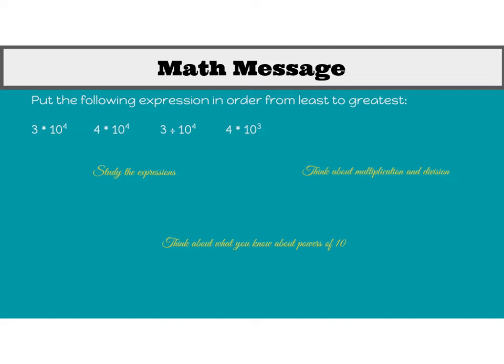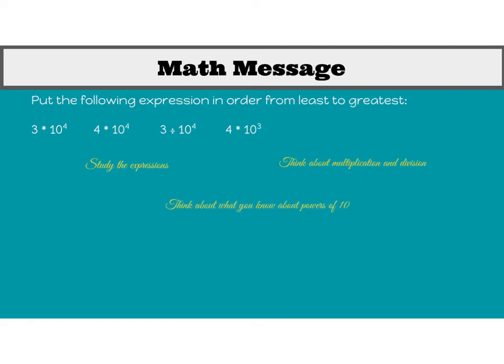Some strategies to think about. First of all, we want to study the expressions. Look at them. What do we know? Secondly, we want to think about multiplication and division, what we know about multiplying and dividing. Third, we might want to think about what you know about the powers of 10. That is going to help you determine the order.